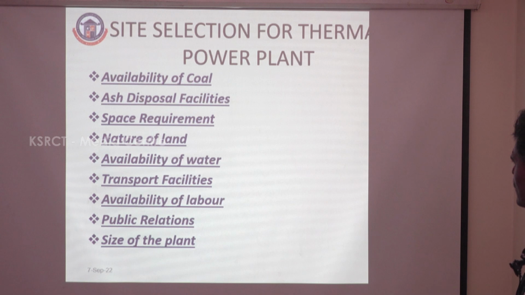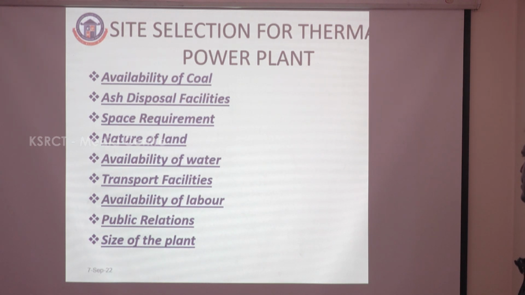In Indian coal, the ash content is 10 to 20%. In Australian coal, the ash content is below 10%. So that is the reason the Indian government imports coal from foreign countries like Australia. Next, ash disposal facilities. The ash disposal facility plays a major role in this power plant. Of the total area of the power plant, 27% is needed for ash disposal.